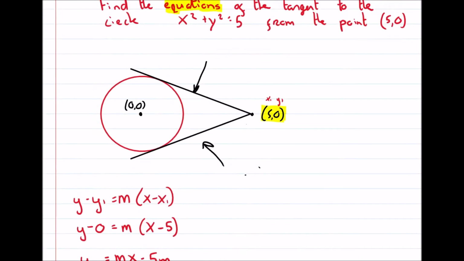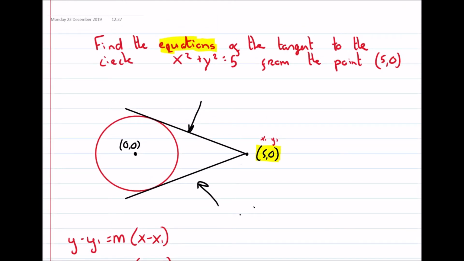However, let's have a look up here. We do know that that point is 0, 0. We do know that the distance from that point to that tangent there, or indeed that point to that tangent there, is the square root of 5. Why? How do I know that? Well, because this 5, that's the radius squared, so the radius must be square root of 5.